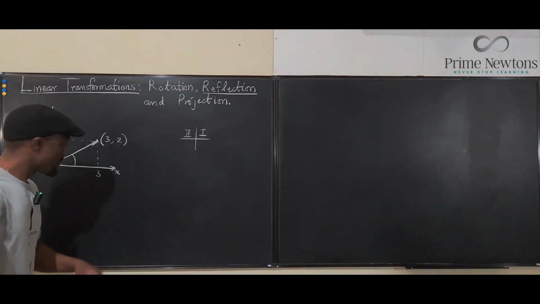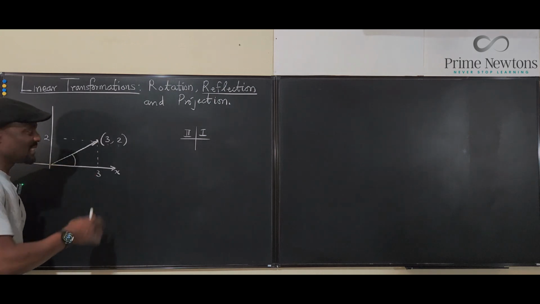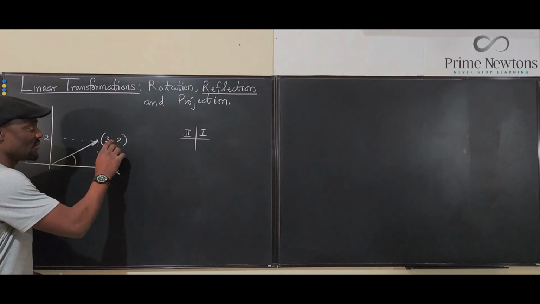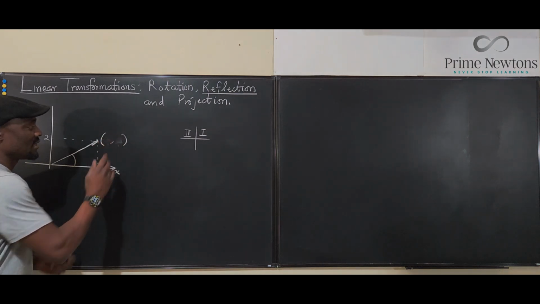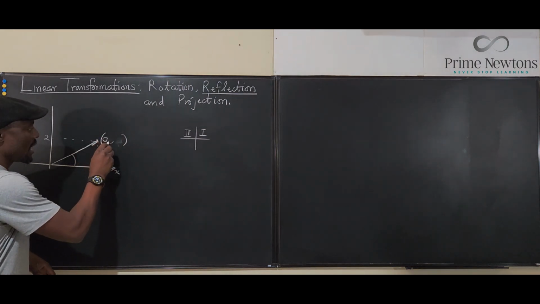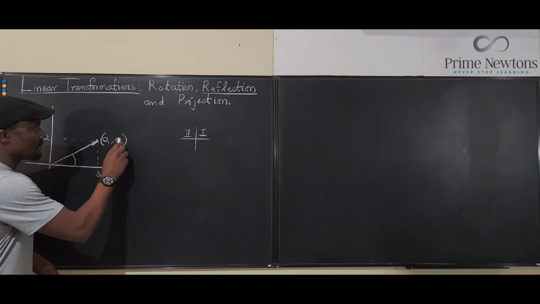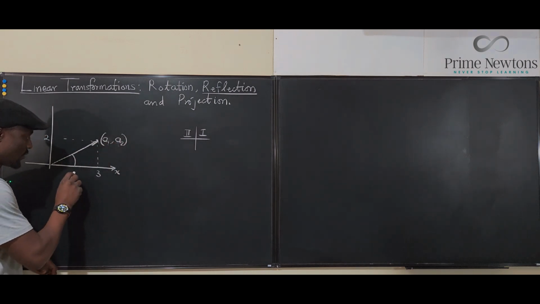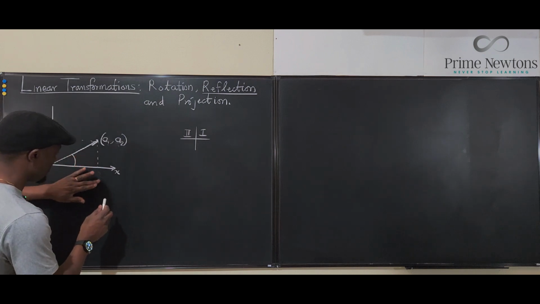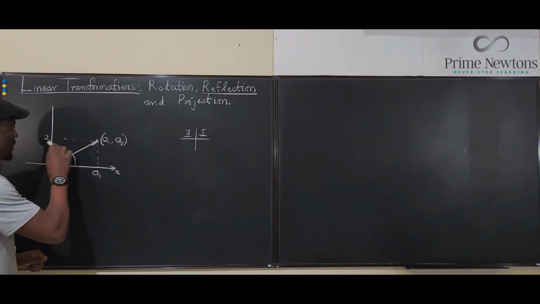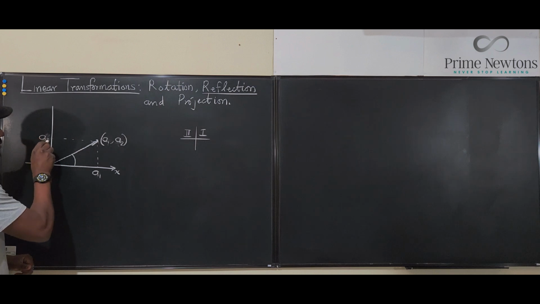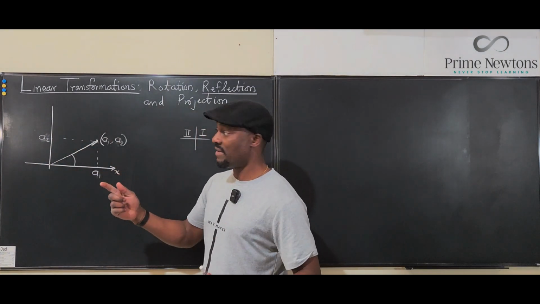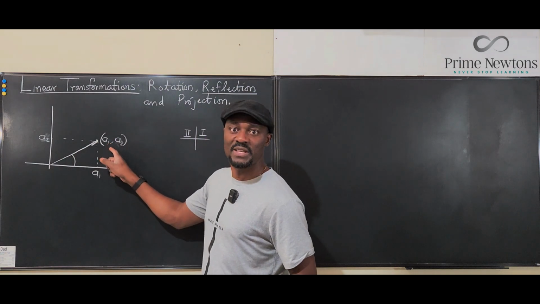Firstly, we don't know this angle here, although we can find it. Just to generalize everything, I'm not going to use 3 and 2. Let me use letters A1 and A2. So clearly this one represents the horizontal axis, so I'm going to call this A1, and I'm going to call this A2. What I want to do is rotate this vector, and by rotating the vector, I'm just changing the position of this point.